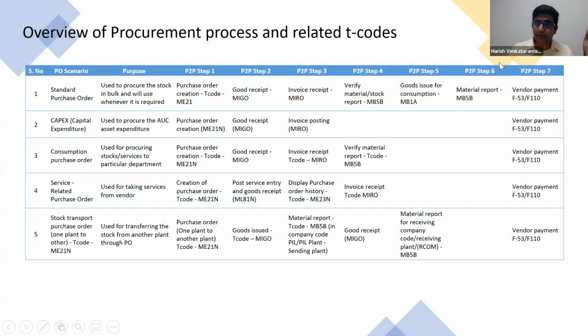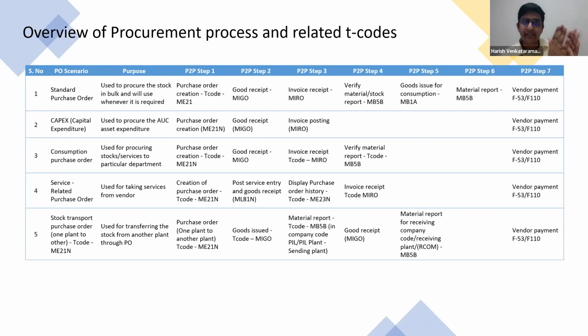In a normal purchase order scenario, whenever we're purchasing stock in bulk or whenever it is required, which is basically a standard PO, the first step is creating the PO, through ME21 or ME21N. I'm not going into the phase of raising a quotation, analyzing and choosing the vendor, and doing a purchase requisition, as those are internal documents. The purchase order is the only document that goes to the external party, your vendor.